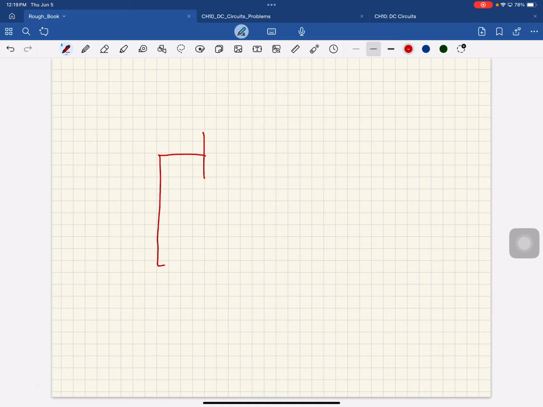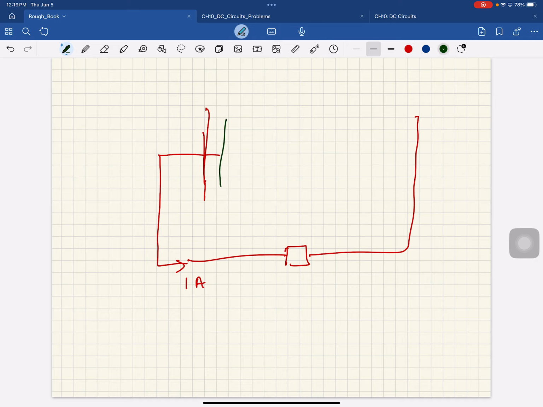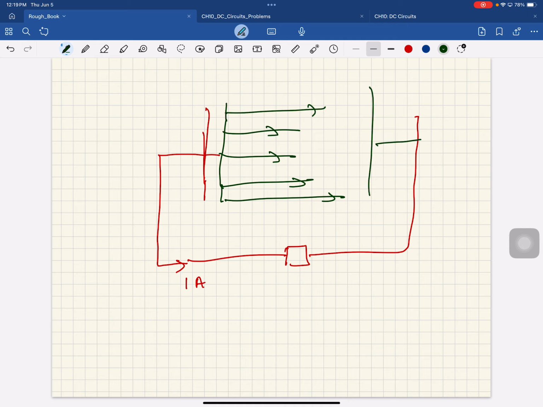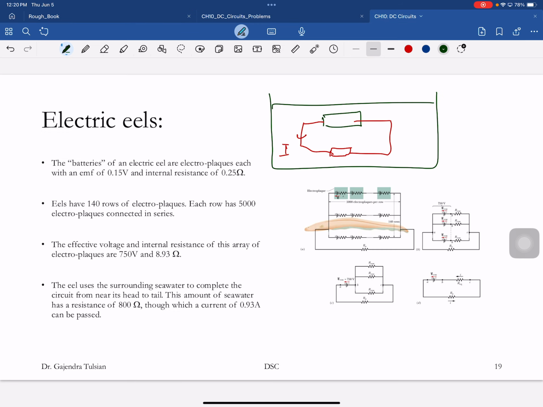So here's a 1 amp current that'll kill you. That'll kill the fish. And then once it comes in, there's 100 wires, 100 conducting paths. So each one is carrying 0.01 amp current. They're just organs that act as like a ground. So, okay, let's look at the details now.